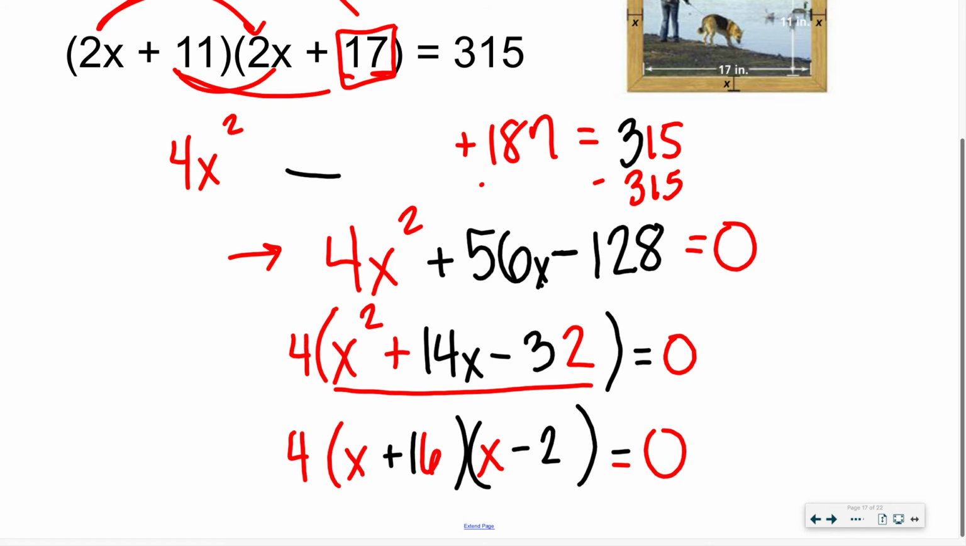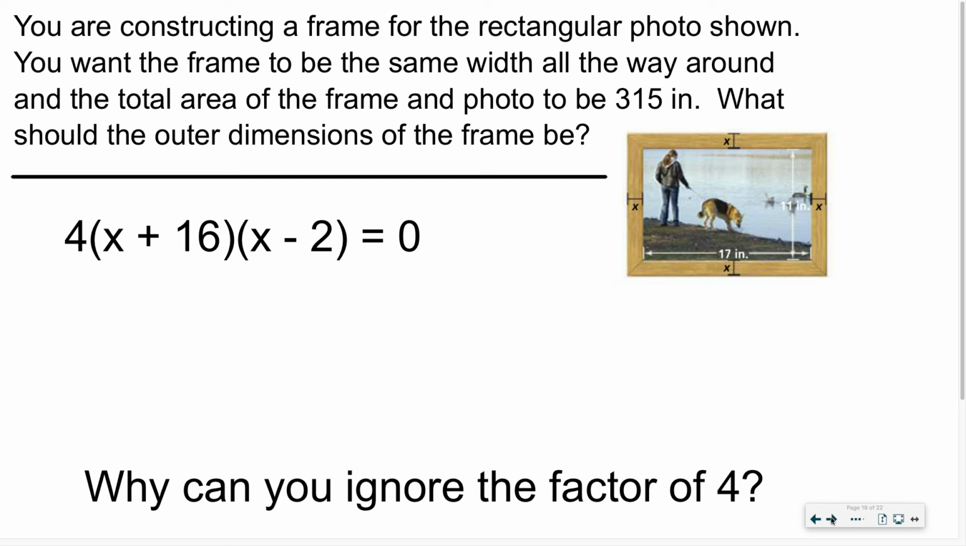Can we use the zero product property to solve now? Yeah, we can. We have our quadratic and it is factored. This is what we have. Why am I able to ignore the factor of 4? Do I need that? What does the zero product property tell us?